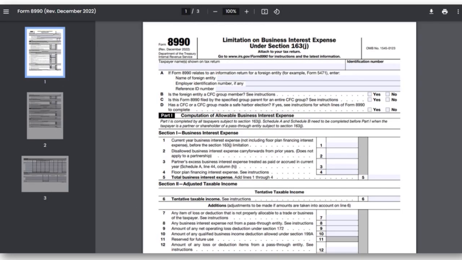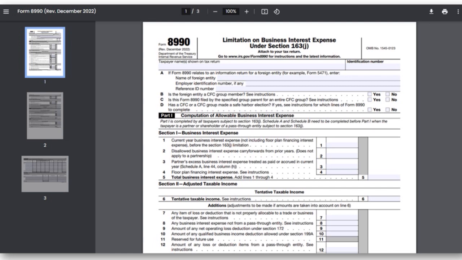Another form you might need if you are a partnership is Form 8990. As you can see on the screen here, this form spells out the limitation on business interest expense under Section 163(j). Form 8990, also known as the Business Interest Expenses Form, is for an individual, partnership, S corporation, or corporation with business interest expenses.